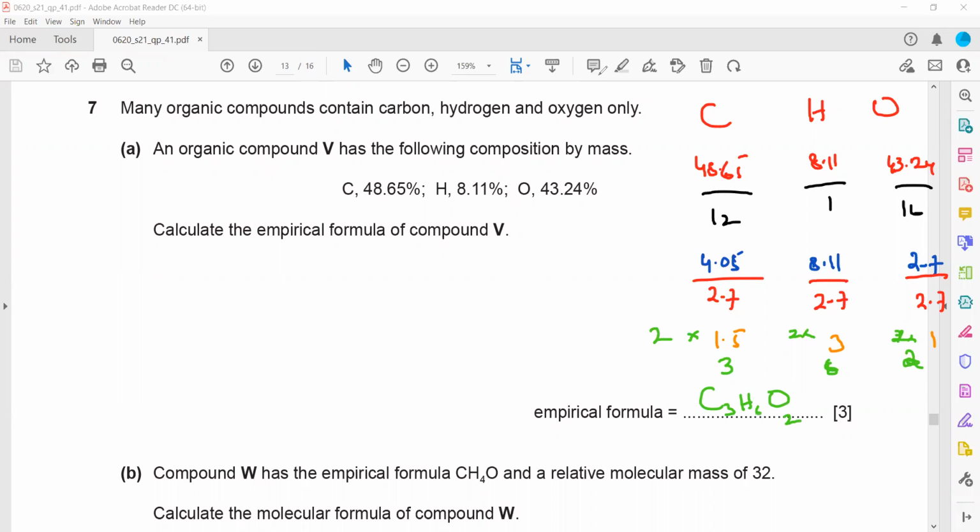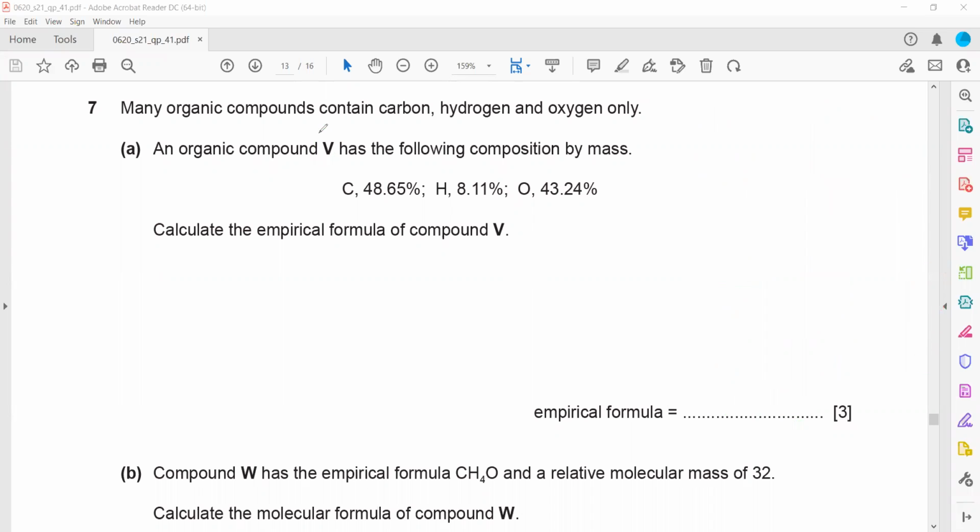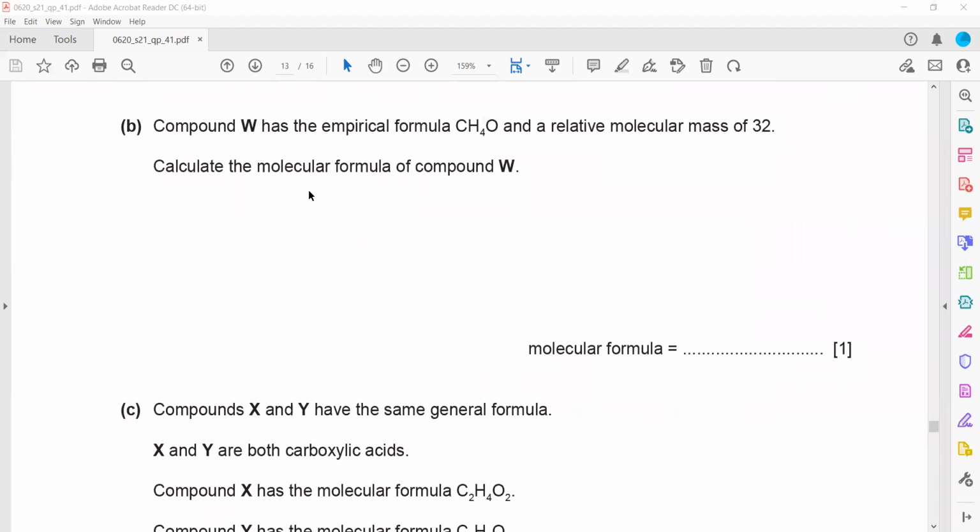Then there's another compound. This is compound V. Now there's a compound W. So compound W has an empirical formula CH4O, and relative molecular mass is 32. What is the molecular formula?